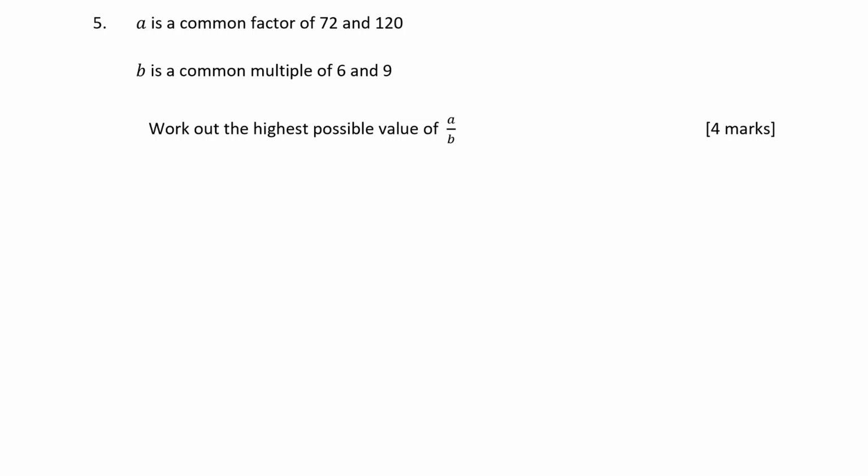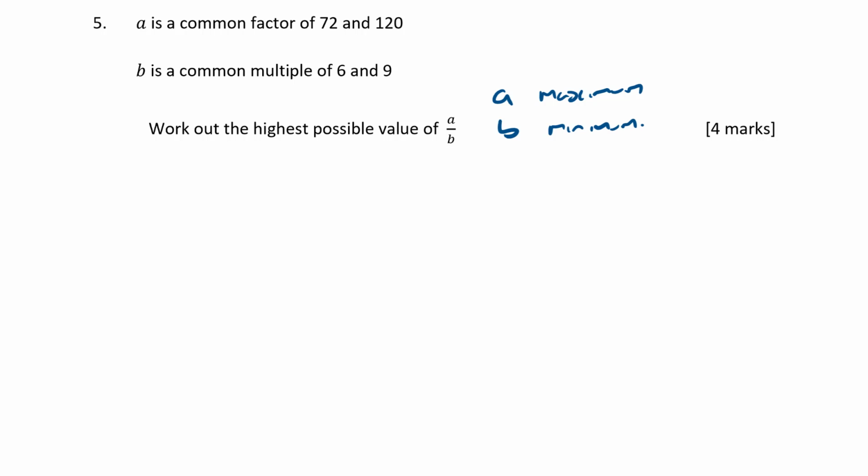Question 5. A is a common factor of 72 and 120, and B is a common factor of 6 and 9. Work out the highest possible value of A over B. Okay, so this fraction is going to be its biggest when A is at its maximum value and B is at its minimum value, isn't it? Okay, you'll get a bigger number if you divide by a smaller denominator.